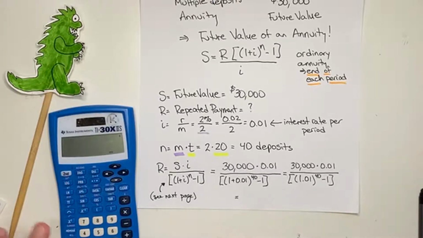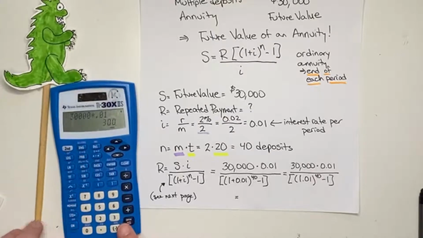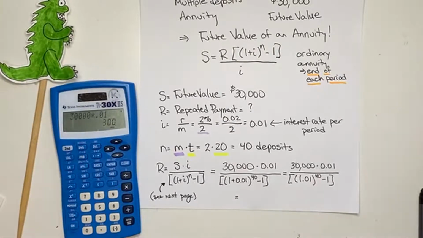Okay, so I'm going to take 30,000, multiply times 0.01, and I'm going to hit equals. You can't quite see it. So that I get the numerator is 300.